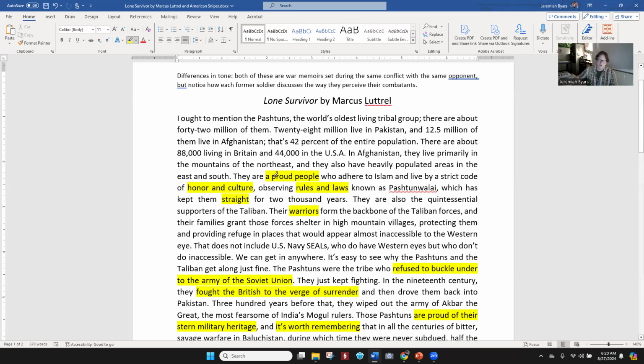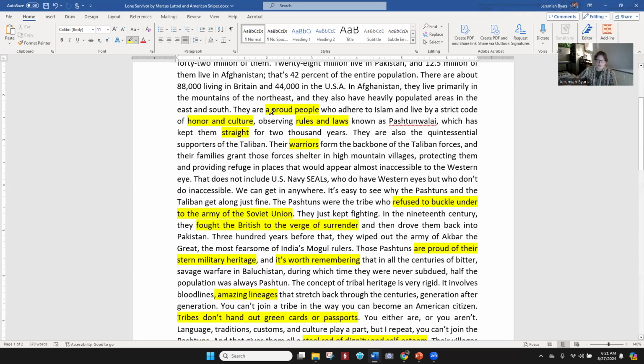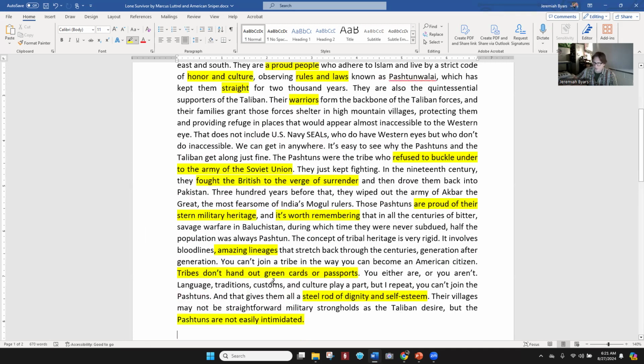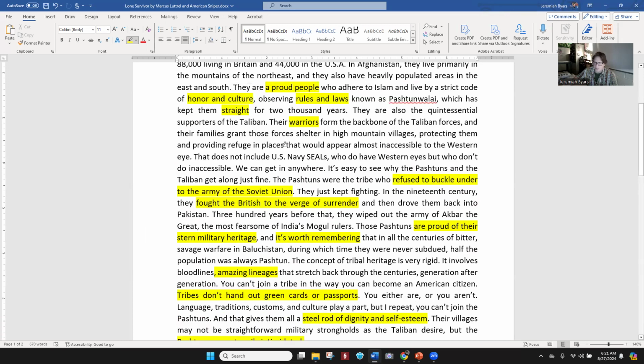And so here you have Marcus, who talks about how these are proud people. All these things I highlighted are things that many Americans value within themselves, whether these are good things or bad things. Many Americans present themselves as proud people. America's all about patriotism, and having honor in American culture. We're a country of law and order, rules and laws to keep people on the straight and narrow. These are pretty traditional American values.